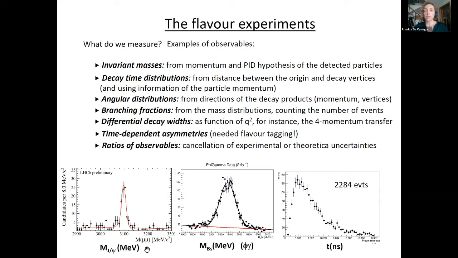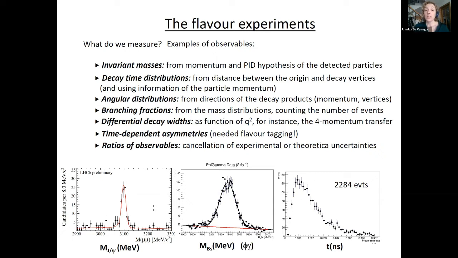Just from the momentum of the particles, from the vertices where they are created, you can see at which angles the particles are produced. We measure branching fractions, which is just the proportion of events that are created in some specific channel. And this is obtained by counting the number of events and knowing many of the properties of the detector and efficiencies. We will see that tomorrow, probably. But from the mass distribution, if we know the number of events that are created, we can measure branching ratios, branching fractions.